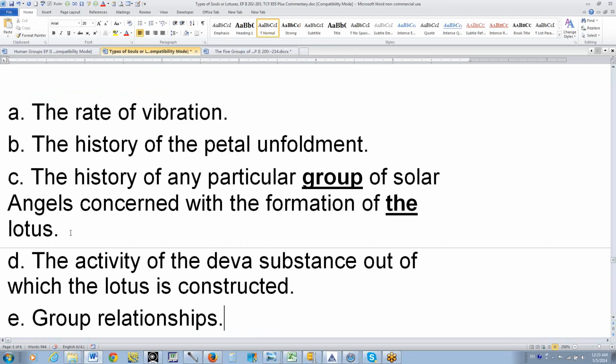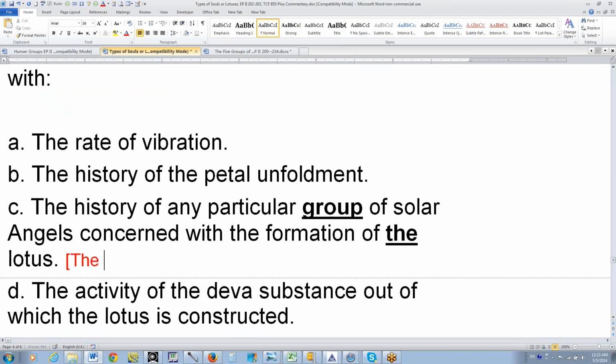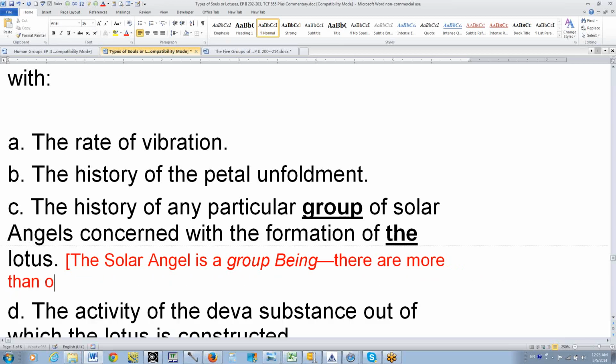And this is such an important statement. It shows that the solar angel is a group being. And maybe I should capitalize that, a Group Being, and let's just say there are more than one in each egoic lotus.